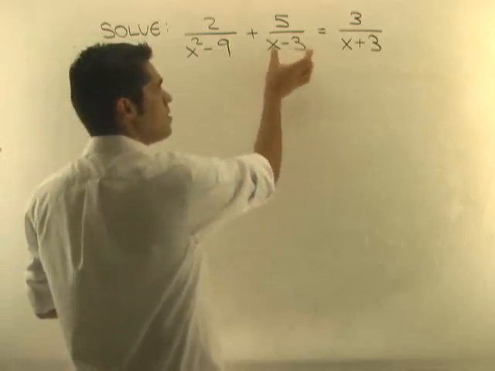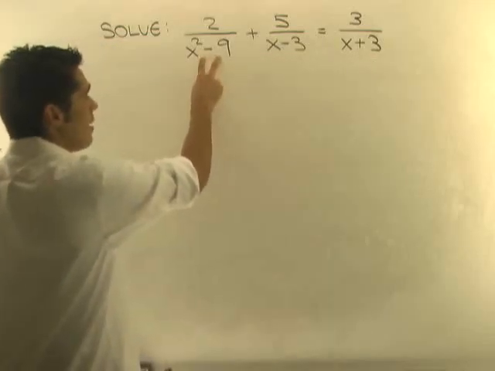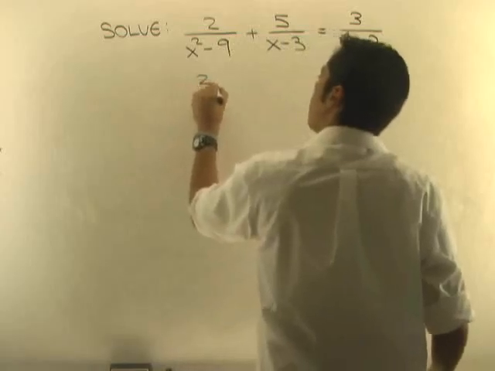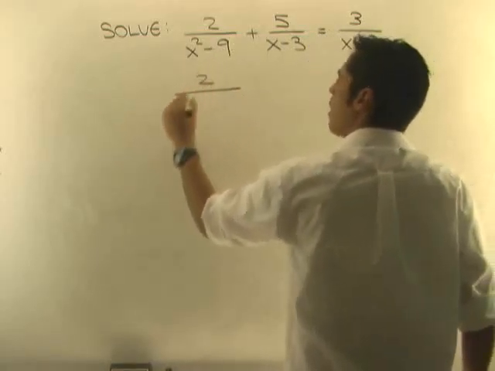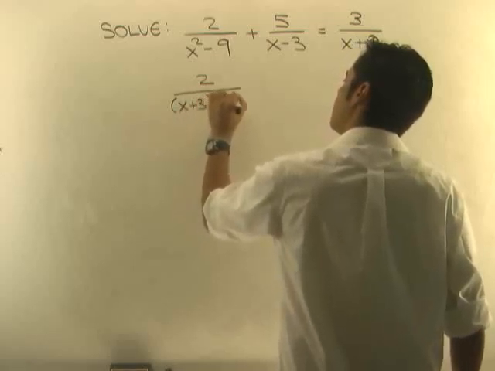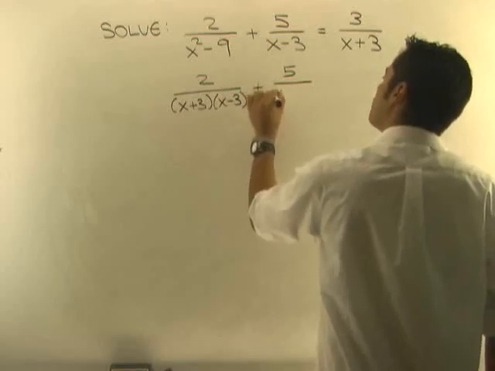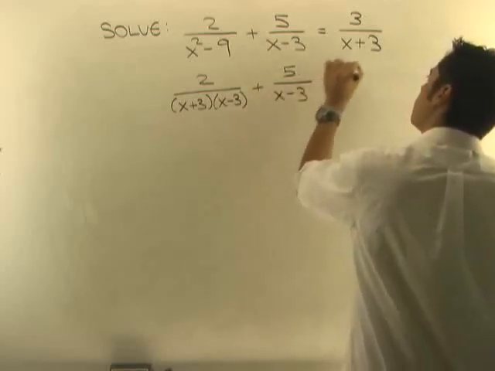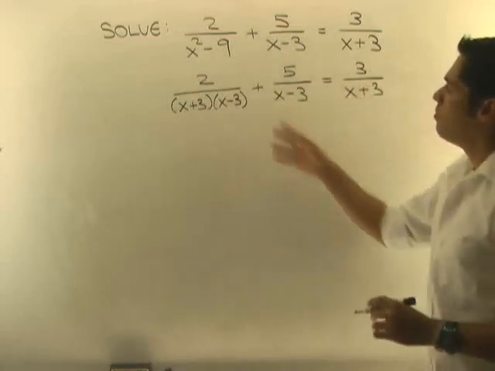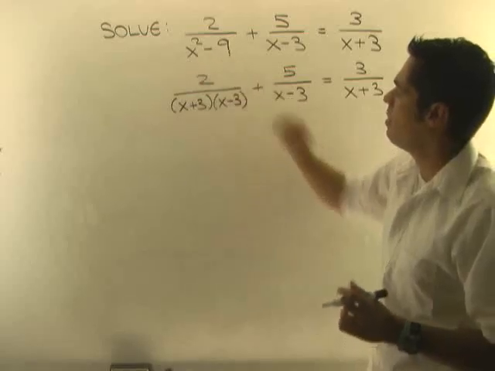Let's see, x minus 3 is a linear expression here. This is a linear expression, but this is a quadratic. So what we're going to first do is factor this. So I'm going to write that as 2 over, now this is a difference of squares, it's the same as x plus 3 times x minus 3. Then we have plus 5 over x minus 3, and then equals 3 over x plus 3. So as you can see, we've factored the quadratic, and that's what you normally want to do whenever you have a quadratic in the denominator.